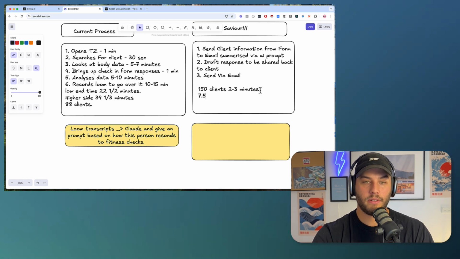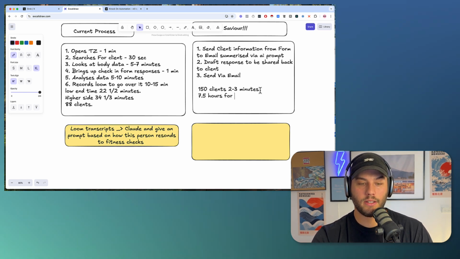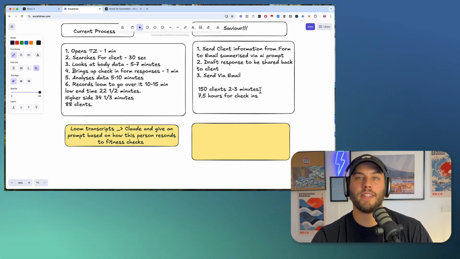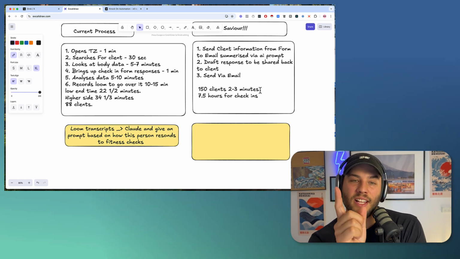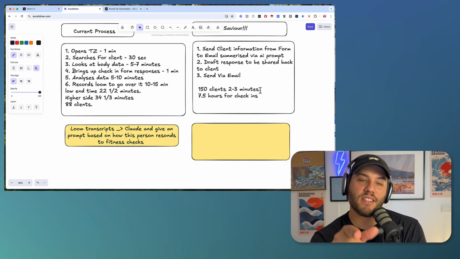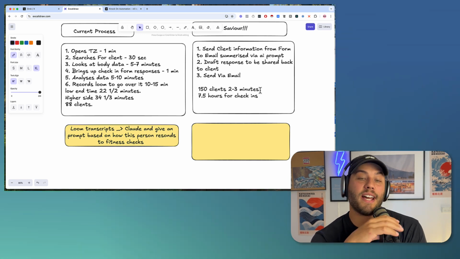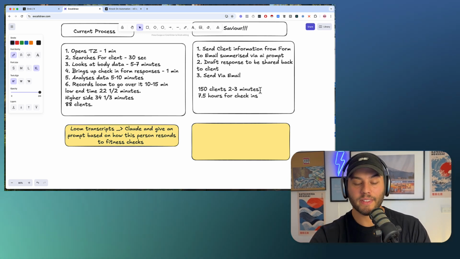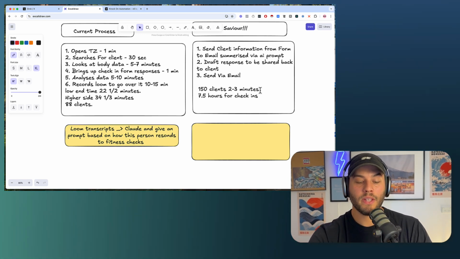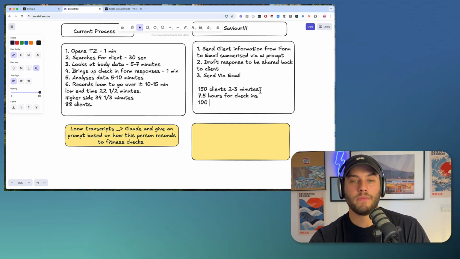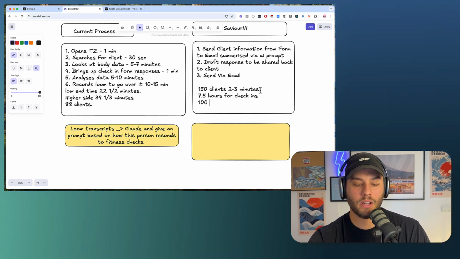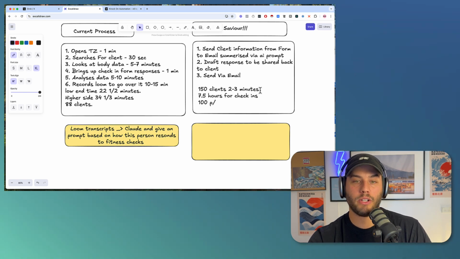7.5 hours for check-ins, right? And you know what the crazy part is now? Now that they've done it this way, they have a system to delegate this entirely to a virtual assistant. So now that 7.5 hours, let's break down the numbers even further. The coach can charge $100 to $150 per hour, one-on-one coaching, right? So let's say the hour is worth $100.